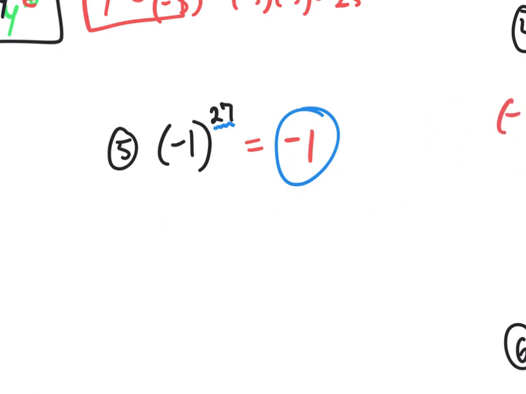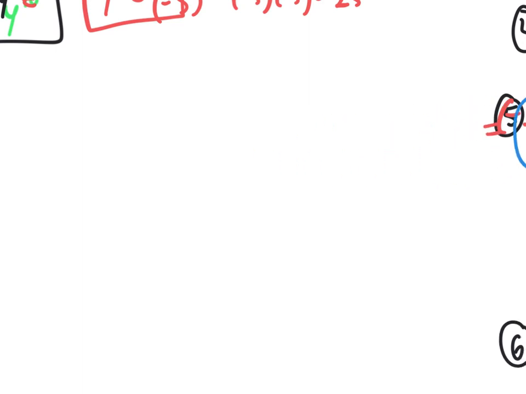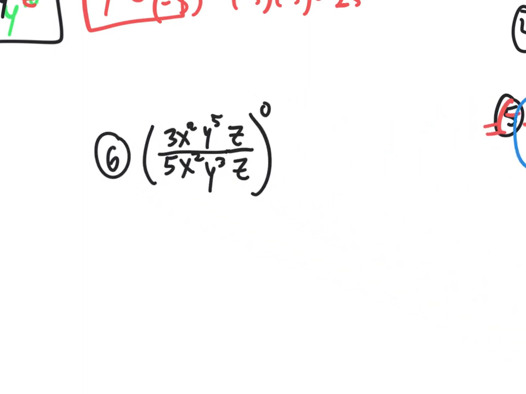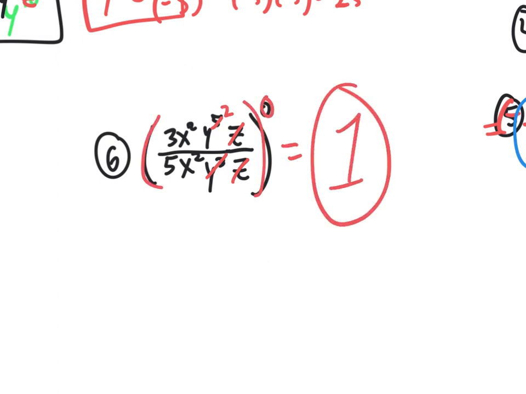Move this out of the way. How about that guy? Ridiculously easy. What's the answer there? 1. That's right. Anything to the 0 power is 1. If you started canceling the z's and canceling that, you're just wasting your time. I mean, it's not wrong, but you're wasting your time. Why? Because at the end of it all, this whole thing is to the power of 0, which equals 1. Let's do a couple more and then we're done.